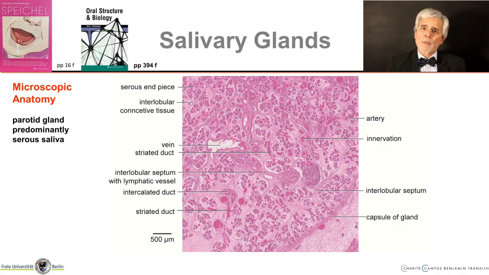Although the salivary glands have a basically identical structure design, which I will show again later in a schematic diagram, they differ in terms of their saliva production. For this purpose, the parotid gland has serous end pieces, marked in the picture above on the left, which produce mainly serous saliva. The further details we see here in the histological picture, I will explain in the schematic picture towards the end of this lecture.